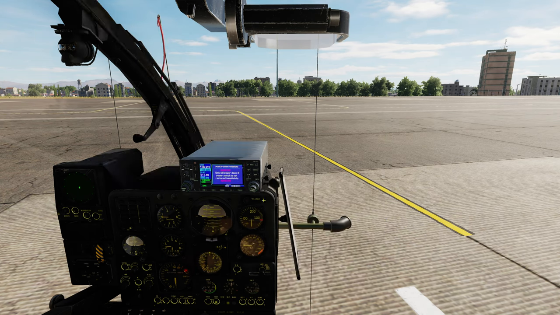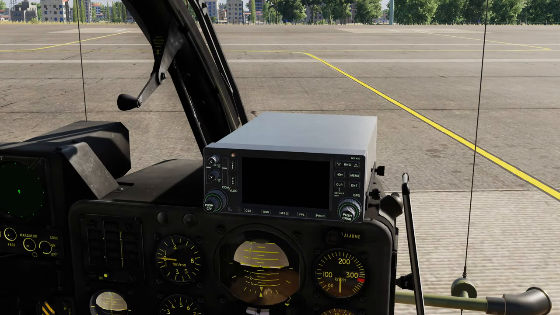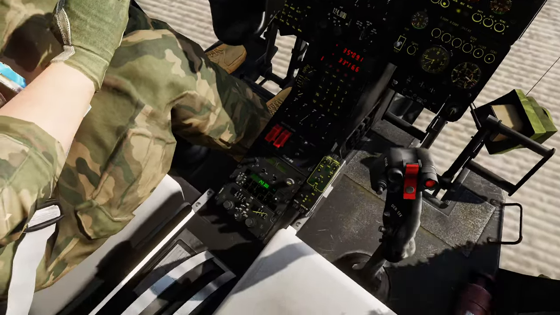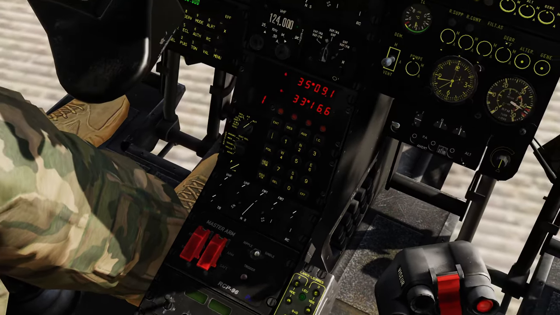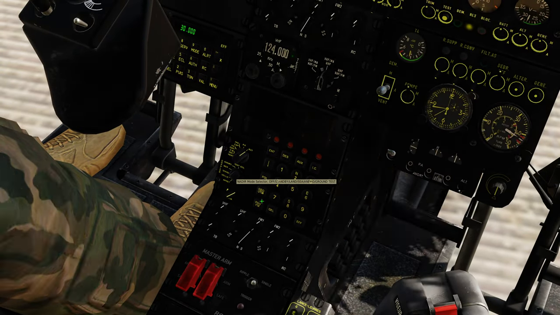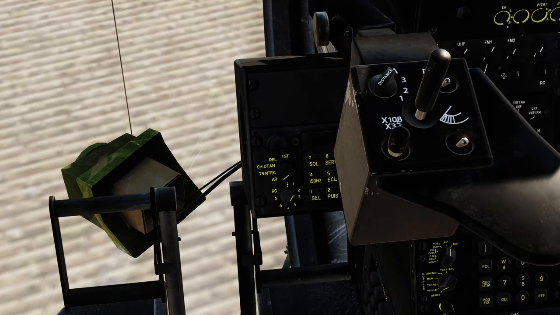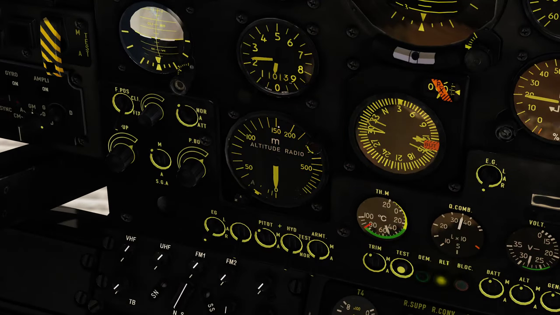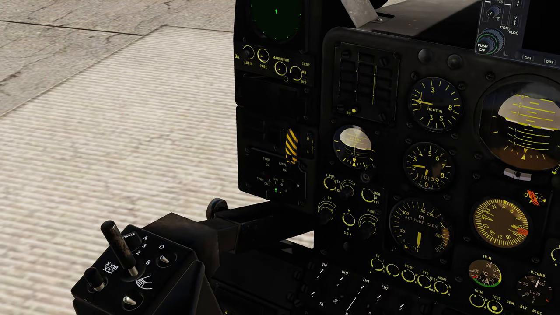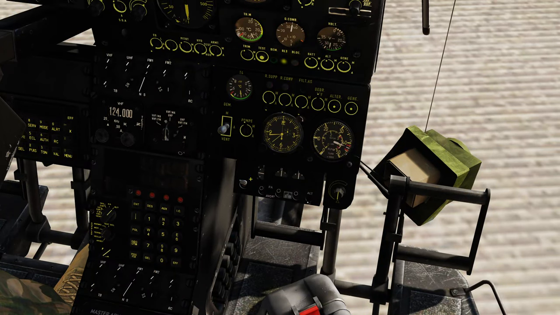If we turn the comms volume all the way down on the NS430, it will automatically power down as well. And we can then go about shutting down our equipment. So ADF can go to off, UHF can go to off, Nadir can go back to off, VHF AM is off. We can turn off the radar altimeter. We can turn off the gyro compass. We can turn off the autopilot and all of its channels.